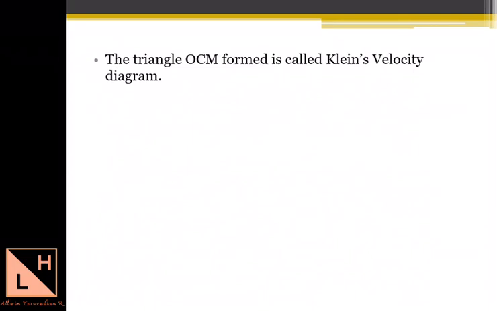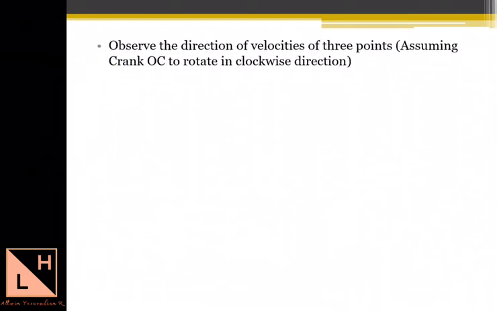This triangle OCM formed is called the Klein's velocity diagram, which is given as OCM, which we got by drawing two construction lines, one is OM and another one is CM. Let us observe the direction of velocities of these 3 points, and we are going to assume that the crank OC is going to rotate in the clockwise direction. Now depending on the direction of rotation of this crank, we are going to have different configurations in the particular mechanism. So for our discussion, I am assuming the crank to rotate in the clockwise direction.